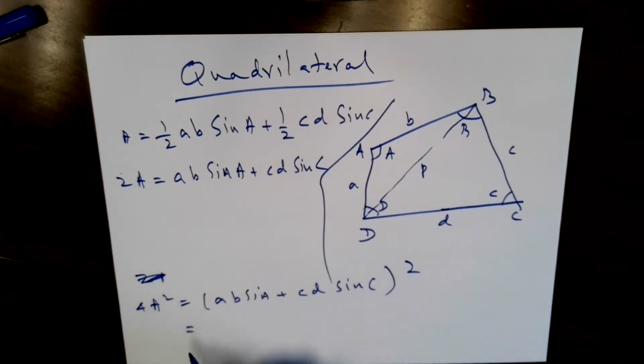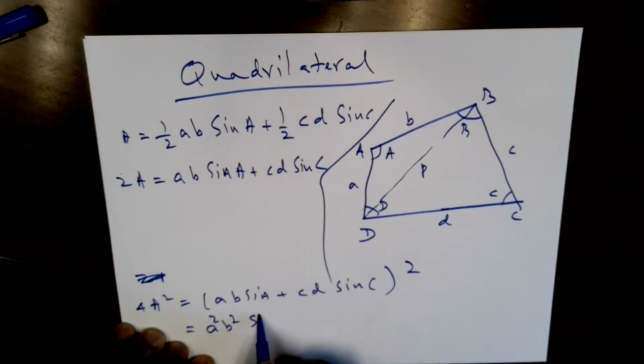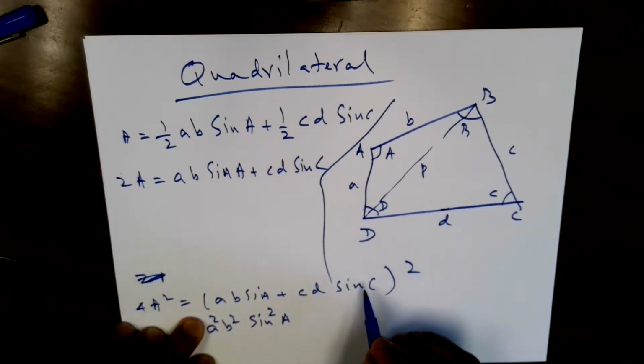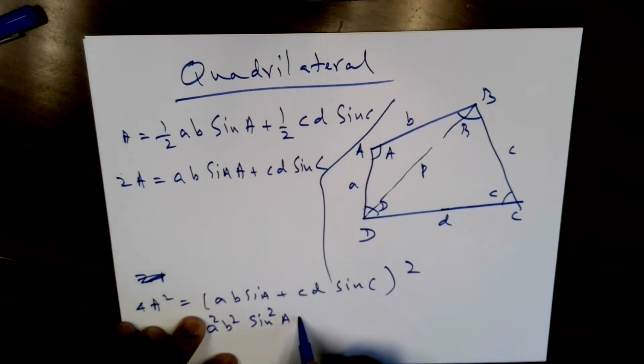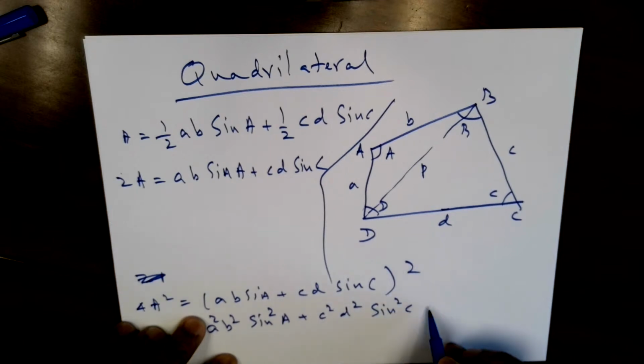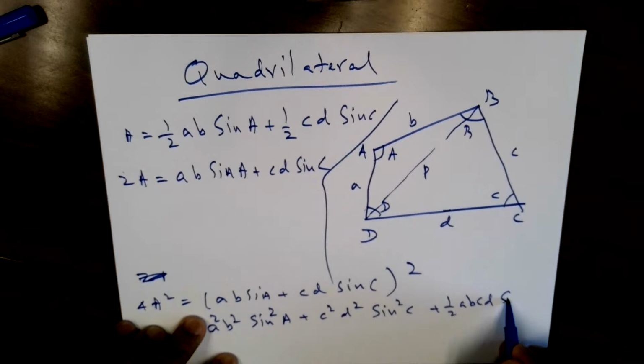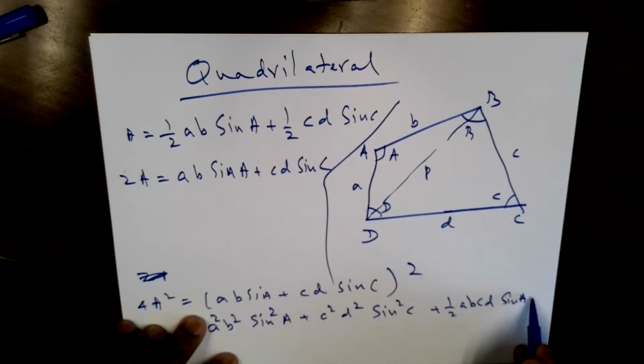So that's going to be several terms: A squared B squared sine squared A, plus C squared D squared sine squared C, plus half ABCD sine A sine C.